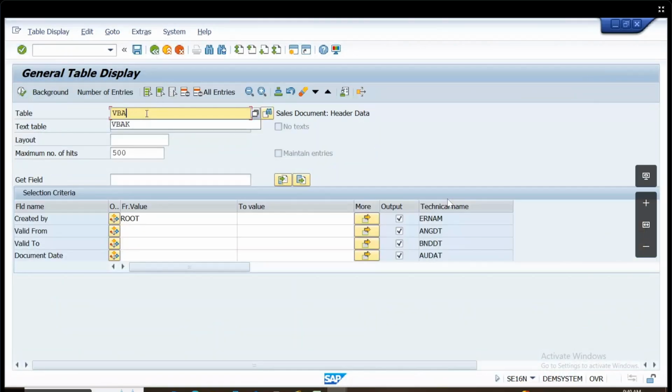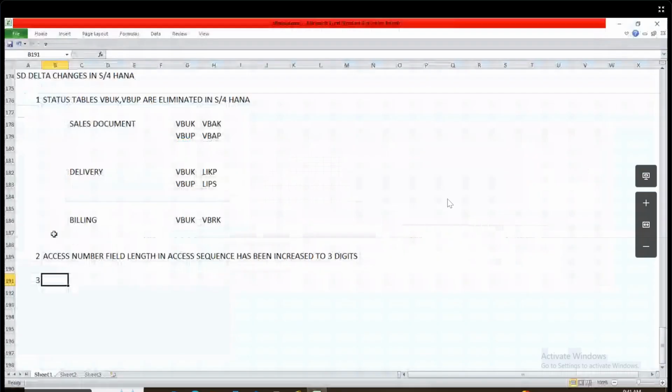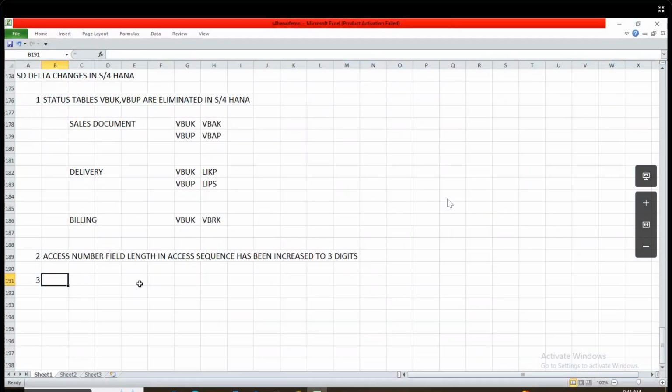And if you see VBUP, see overall reference status, delivery status like that. You can see here picking status. Next, second one is this: access number field length in access sequence has been increased to 3 digits.